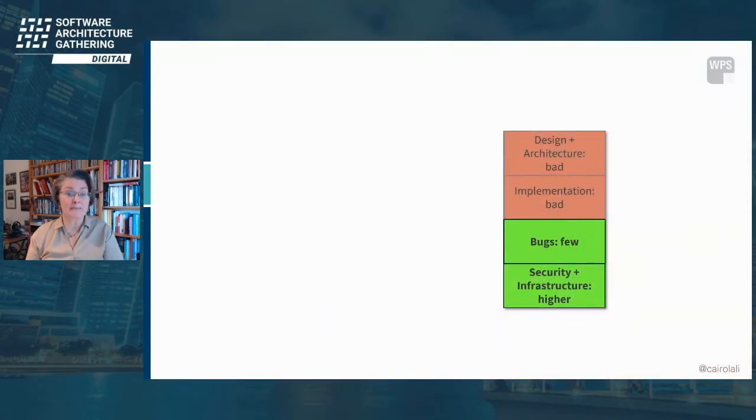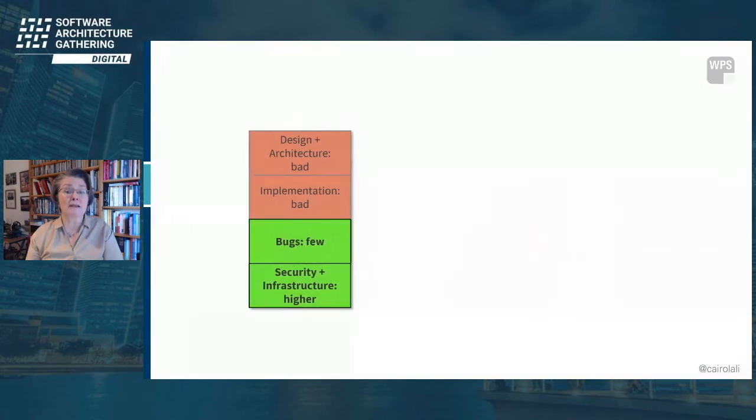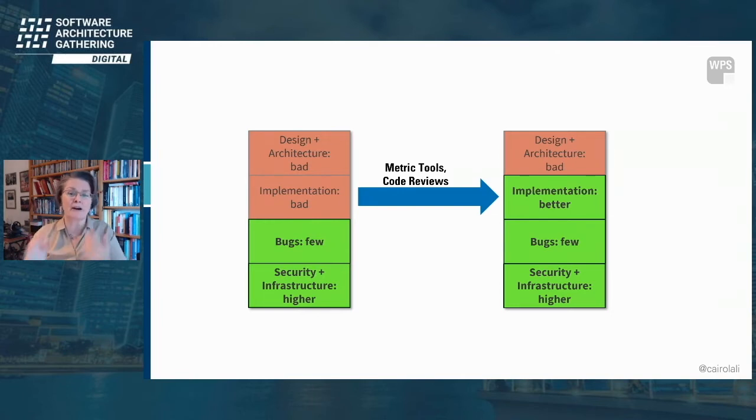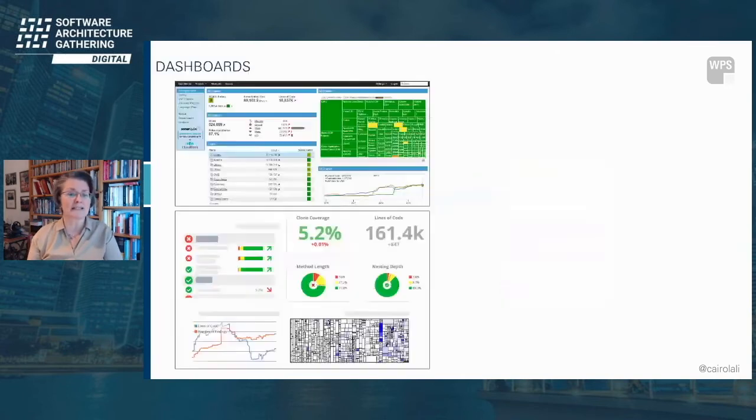The next step is an improvement on the implementation level. Here, metric tools and code reviews are used to find weak points in the implementation, such as long methods or algorithms that are much too complicated. Dashboards that many development teams are using today are, for example, SonarQube or TeamScale, or you name it. Such dashboards often report a very large number of problems in the implementation.